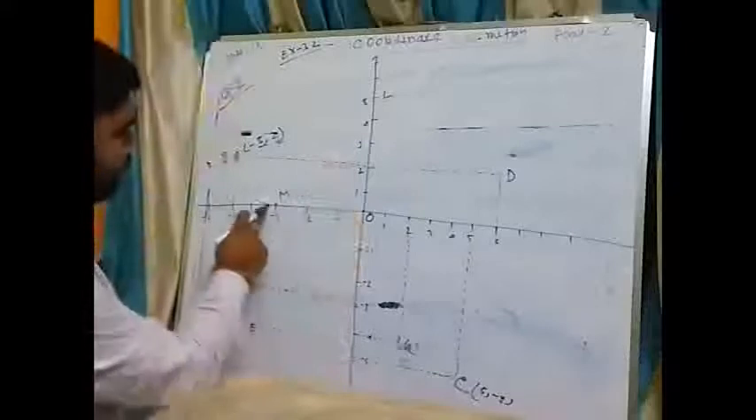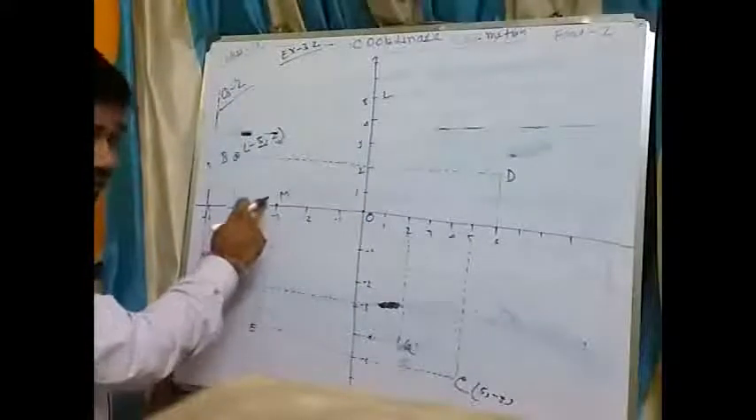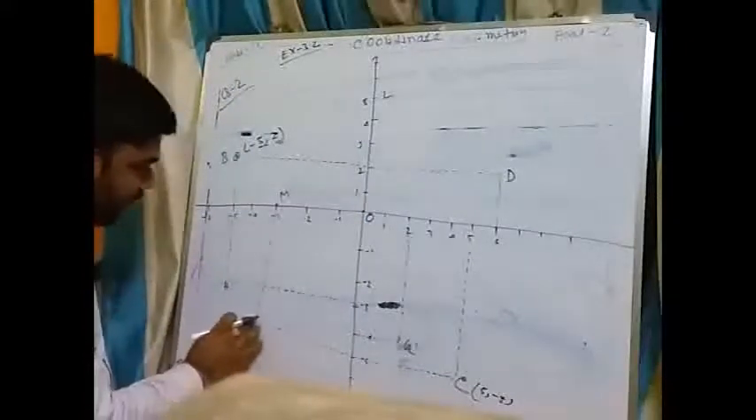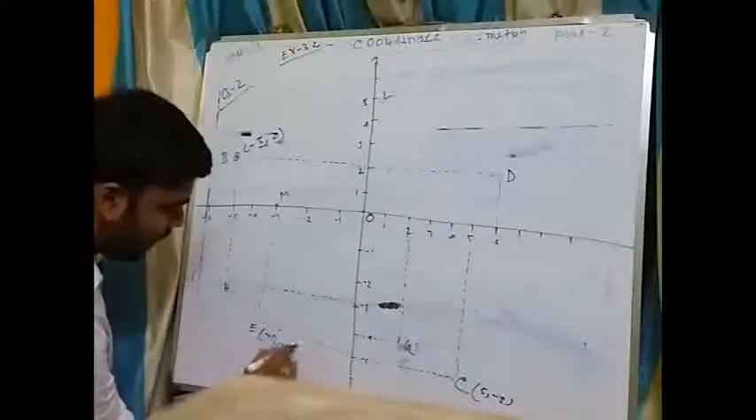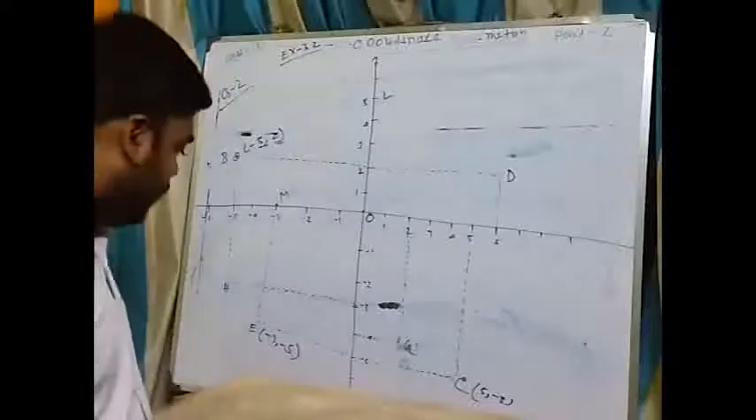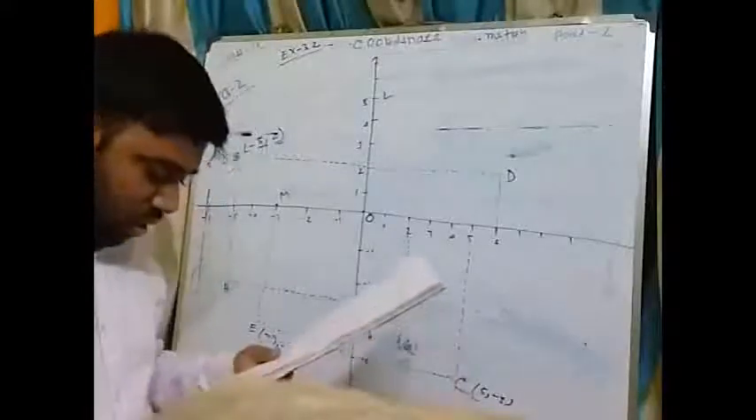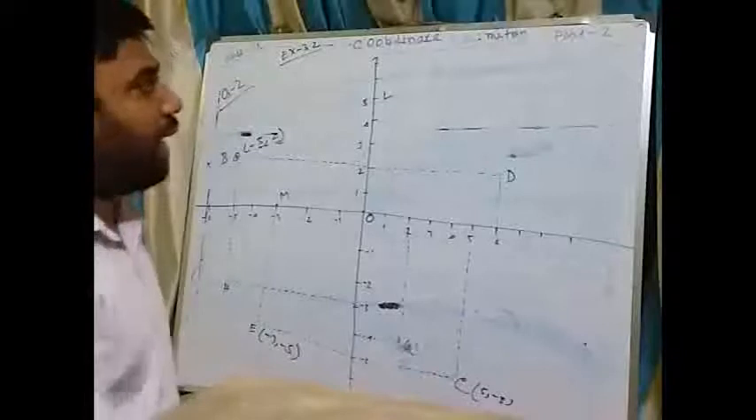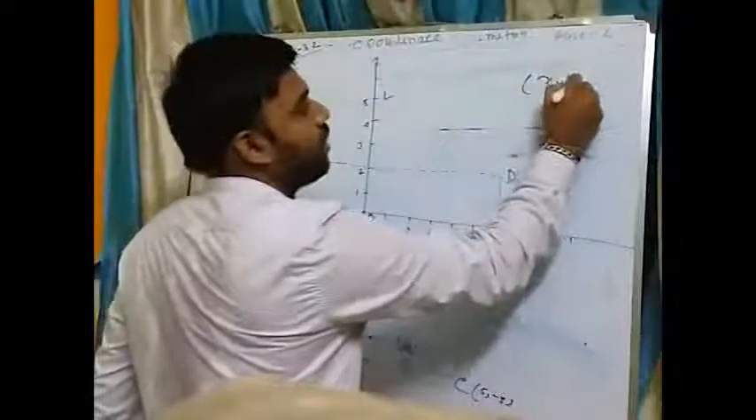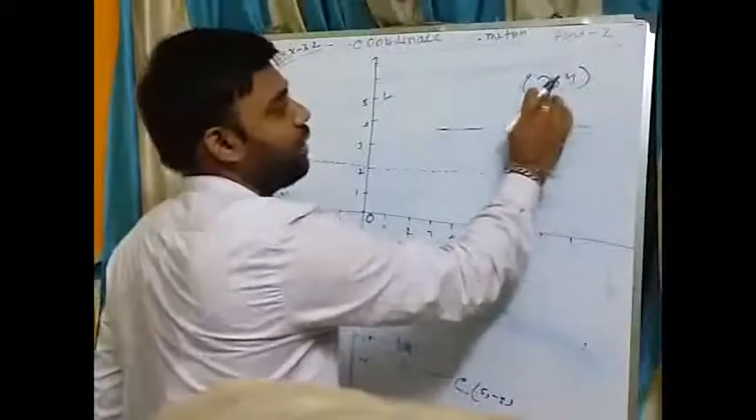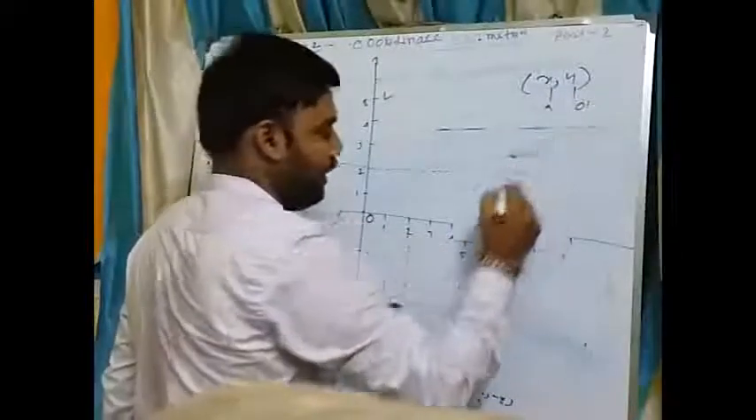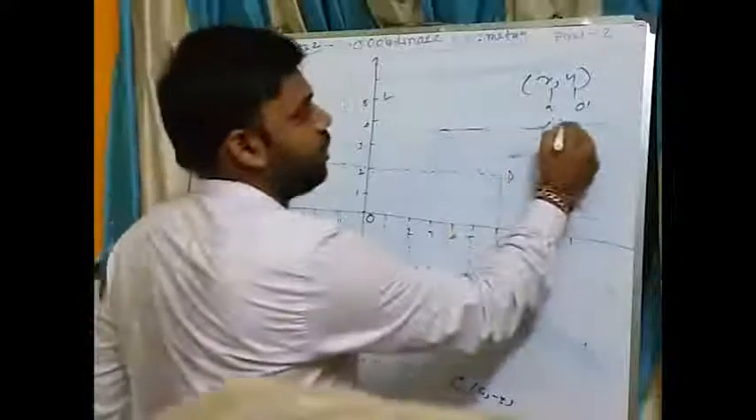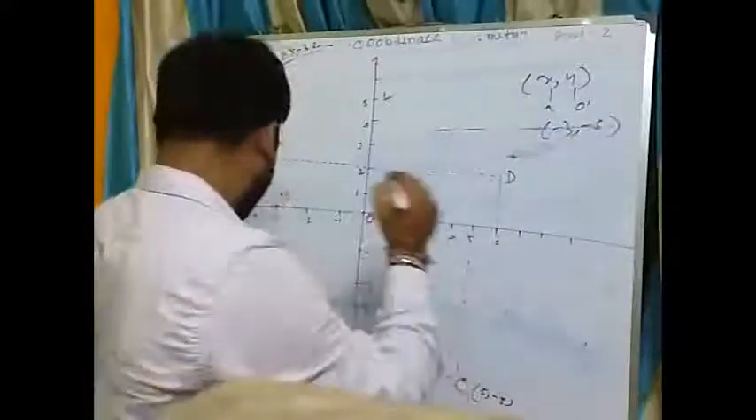Minus 3 and minus 5 means the lower part of the x-axis. That point is minus 3, minus 5. This is point E. Next, abscissa of D. Any coordinate consists of 2 values, x and y. The first is called abscissa, the second is called ordinate. Like minus 3, minus 5, that point is E.